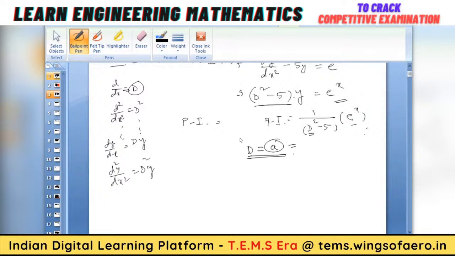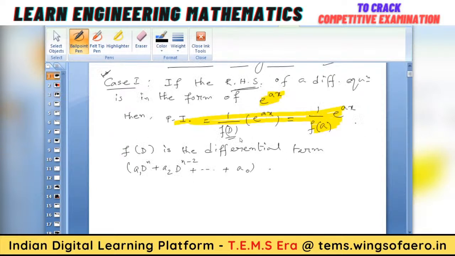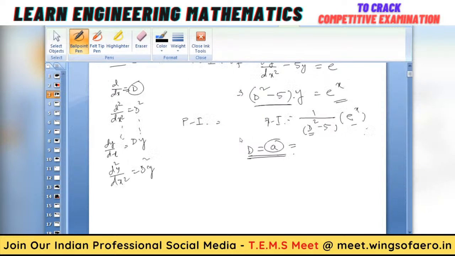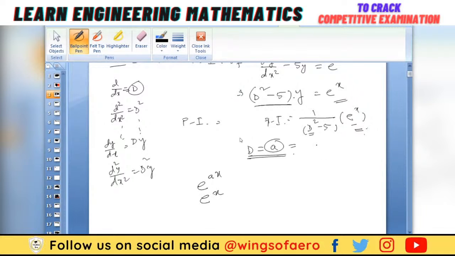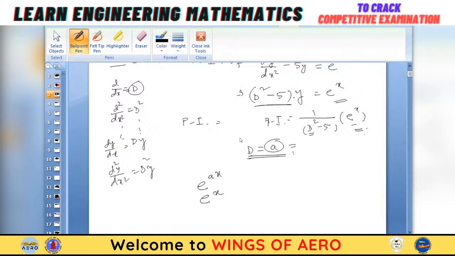Look at this formula, e to the power ax. What is the value of a here? Yes, the value of a is 1, because e to the power ax, here e to the power x is given. So obviously a is equal to 1. So we put d is equal to 1 and that will be the answer.